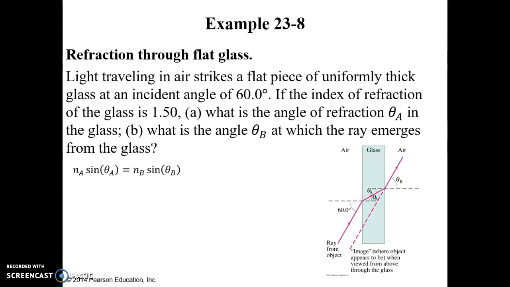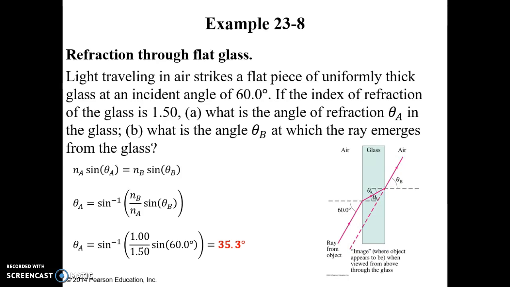Now the first step is that we'll start off with Snell's law. Then we'll rearrange the equation to solve for the angle of refraction in the glass, which in this particular case is theta A. From the index of refraction table, for air it is 1, and for glass, which is given, it is 1.5. And we know that the angle of incidence is 60 degrees. Plug and chug to get an angle of refraction in the glass of 35.3 degrees. If we were to use the same equation except solve for the ray emerging from the glass, we would get, to no surprise, 60 degrees.